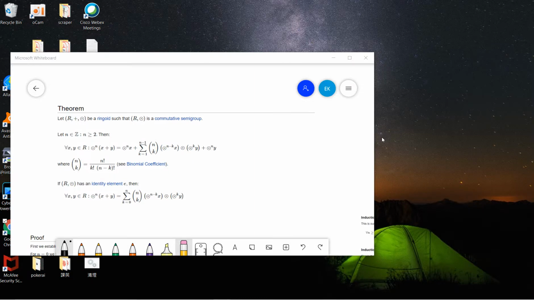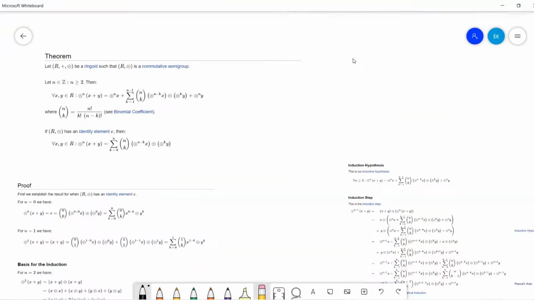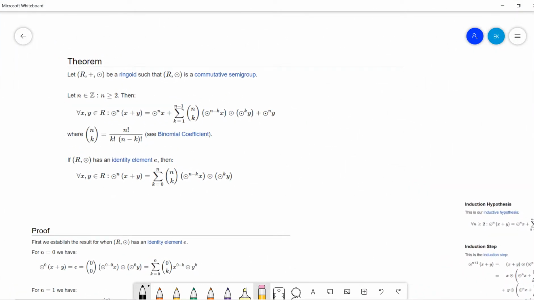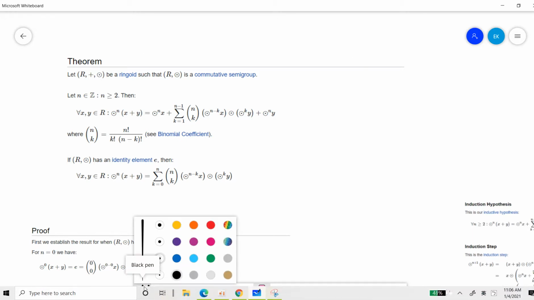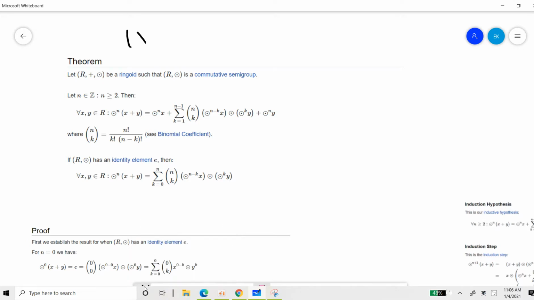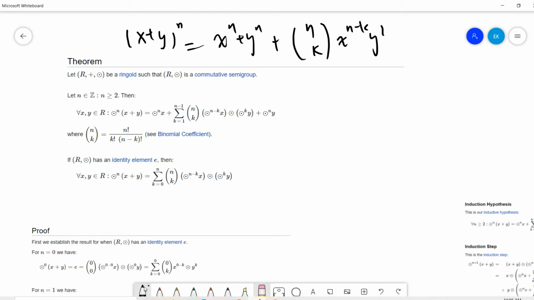Welcome guys. So today we are trying to prove this theorem. So basically this is the binomial coefficient theorem, right? I think everyone knows about this. So let me just quickly write it. Basically (x plus y) to the power of n can be written as x^n plus y^n plus the sum of n choose k, x^(n minus k) y^k, for k from 1 to n.